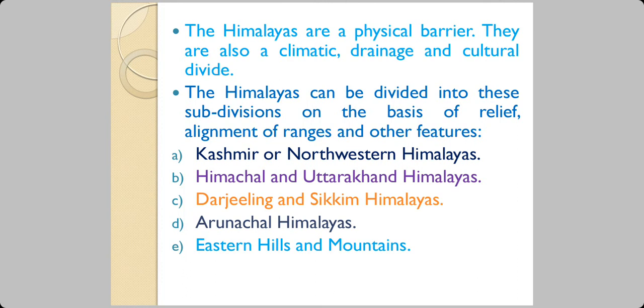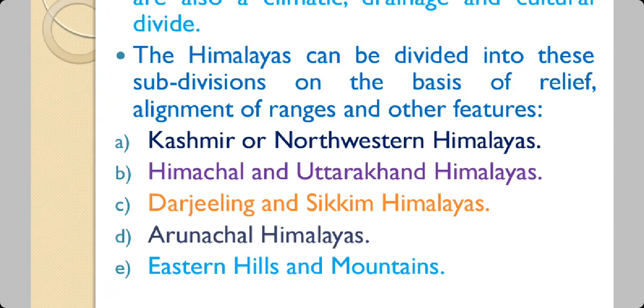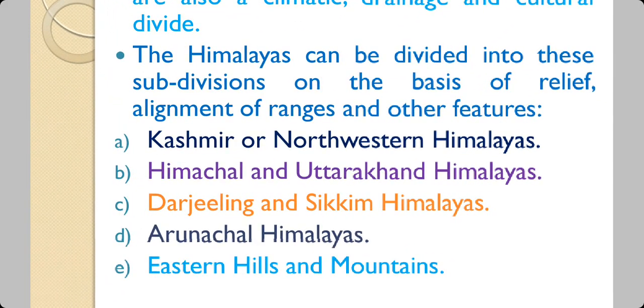The Himalayas are a physical barrier. They have been guarding India against invaders from Mongolia, for example. Some of them, such as Taimur, managed to conquer India. But they are also a barrier for climatic and drainage and cultural reasons. They are the divide for this also. The Himalayas can be divided into these subdivisions on the basis of relief, alignment of ranges, and other features.